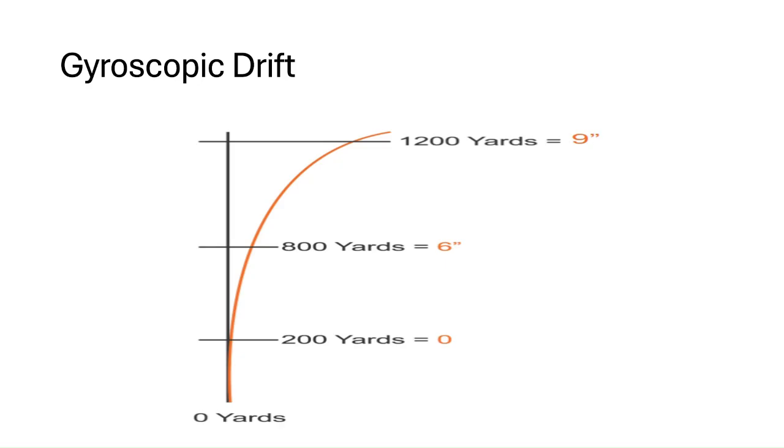Over long distances, that small sideways shift can become even more noticeable the farther you get out, especially with right hand twist barrels pushing the drift to the right.